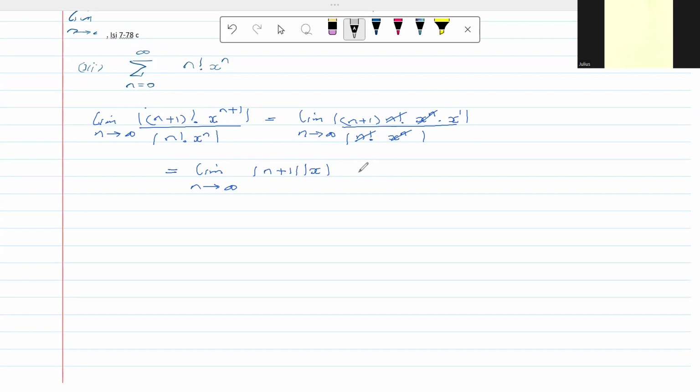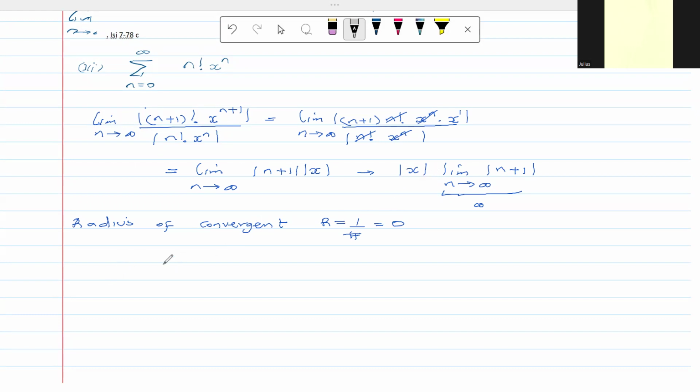As we find the limit, we find that x does not depend on n, so I can factor that out. Limit as n tends to infinity of n plus 1. And as n grows, this limit becomes infinity. That means we can find the radius of convergence. As we know, R equals 1 over L, that's 1 over that big number, which is equal to 0.